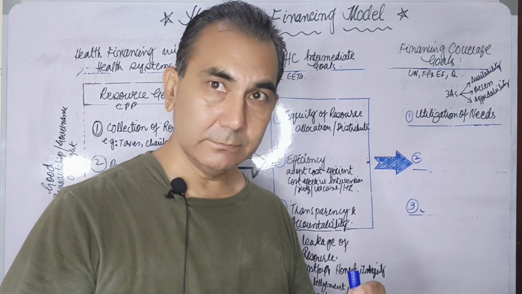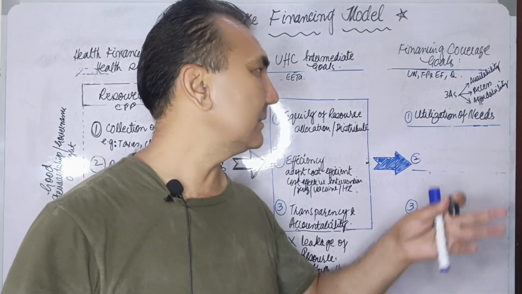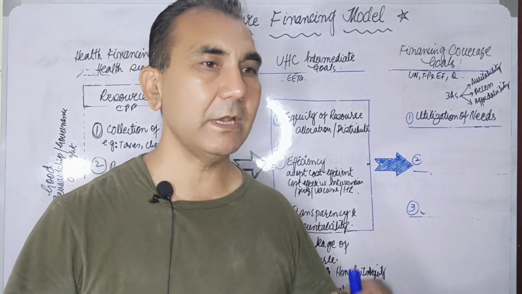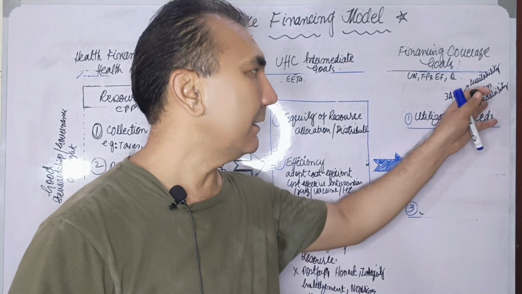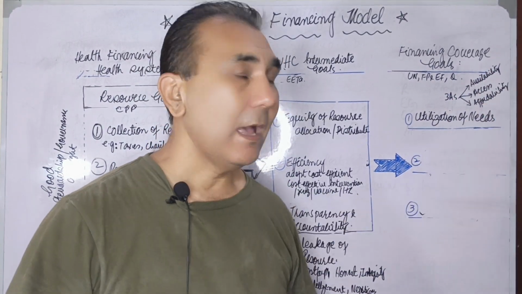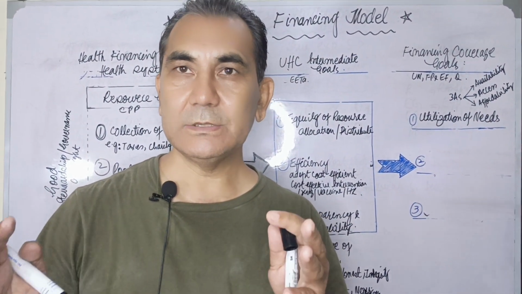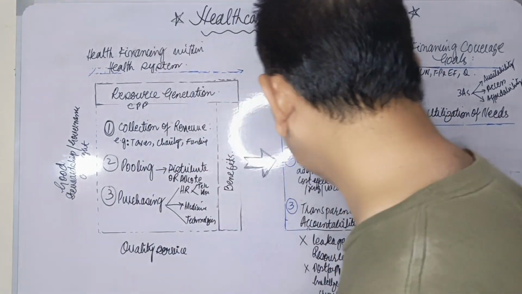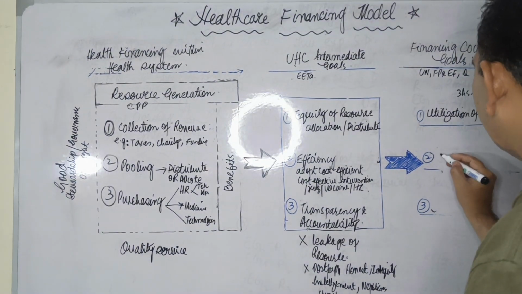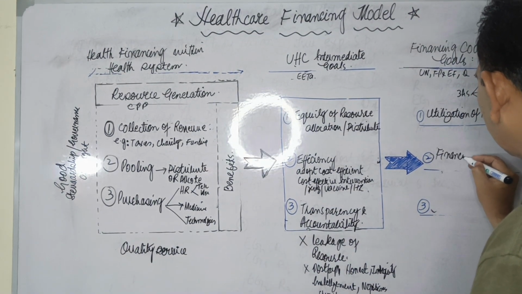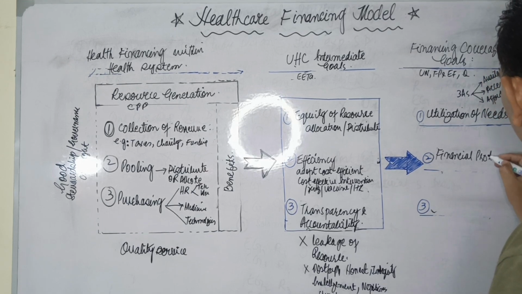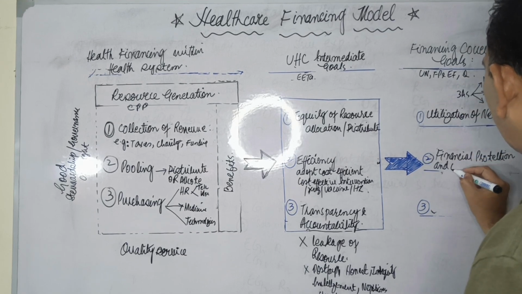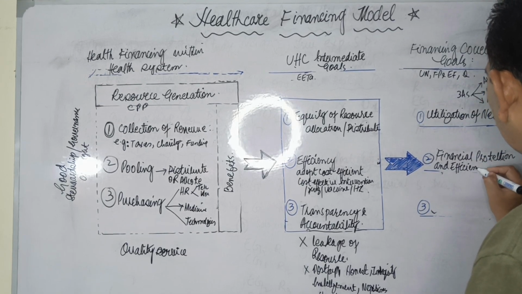If it is available 24 hours, 7 days, and access is within the reach of the people, then people can reach it very easily to fulfill their needs, so the utilization of needs will increase. And the third one is affordability, meaning the cost is cheap and affordable by the people. And the second one is financial protection and efficiency in finance.